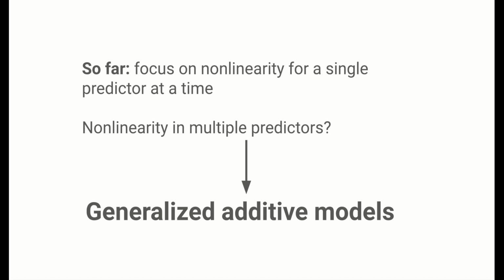So far, we've mostly focused on using nonlinear techniques for modeling nonlinearity in one predictor at a time. Oftentimes, you want to be able to model nonlinearity in potentially several predictors. Generalized additive models allow us to do just that.